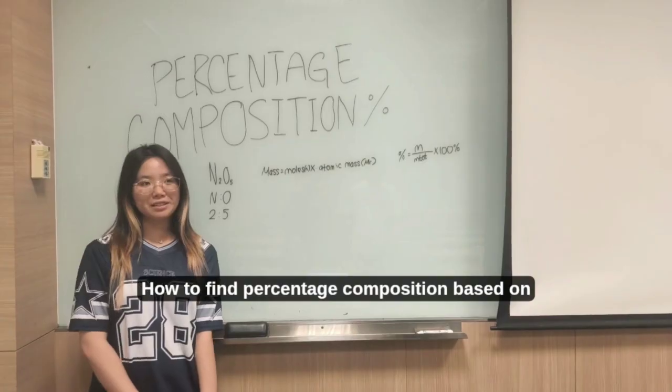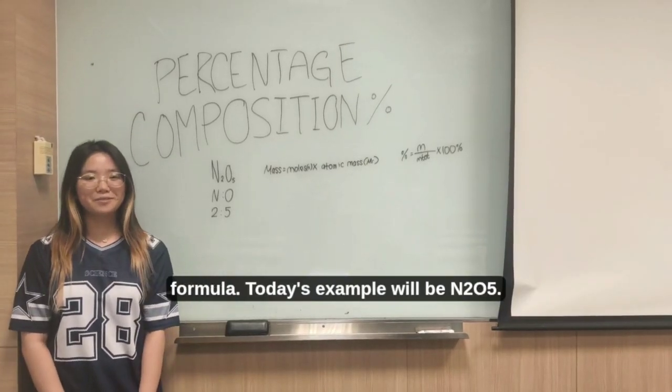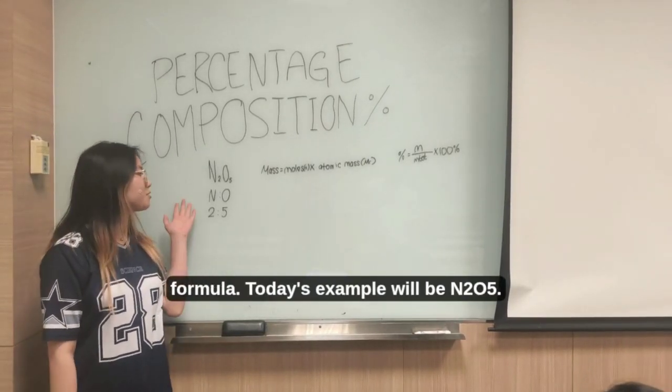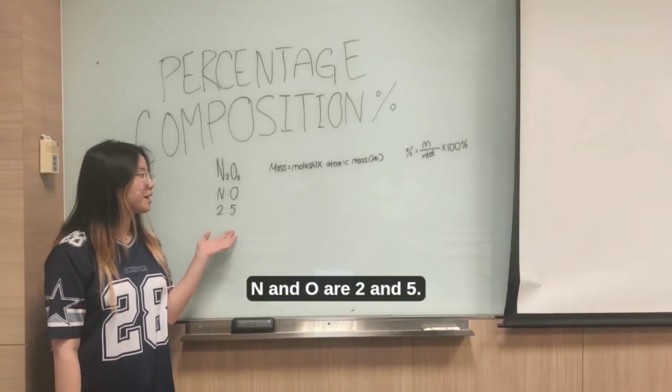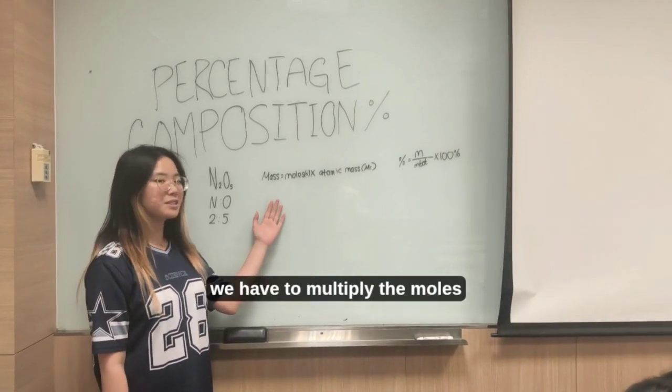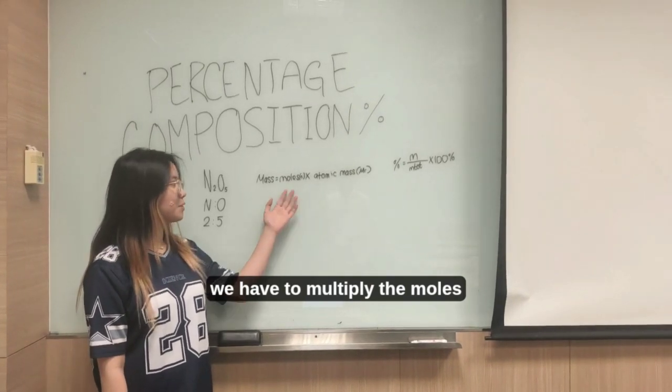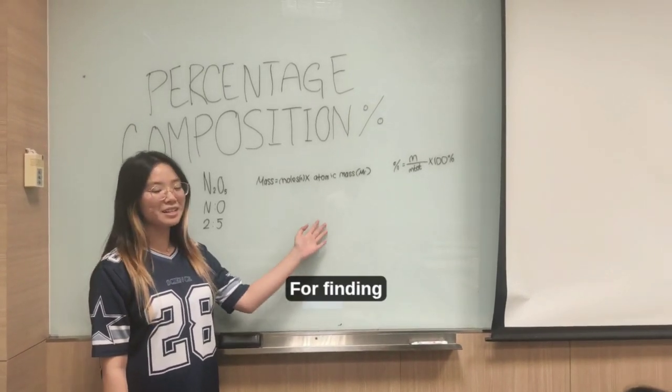How to find percentage composition based on formula. Today's example will be N2O5. The ratio of moles in N and O is 2 and 5. To find the mass, we have to multiply the moles by the atomic mass.